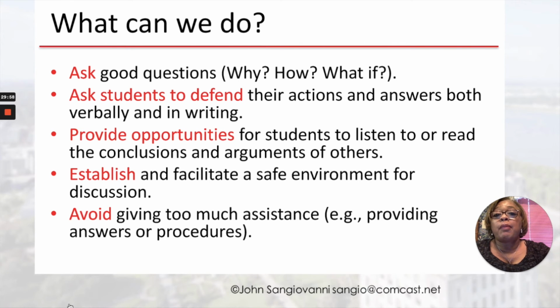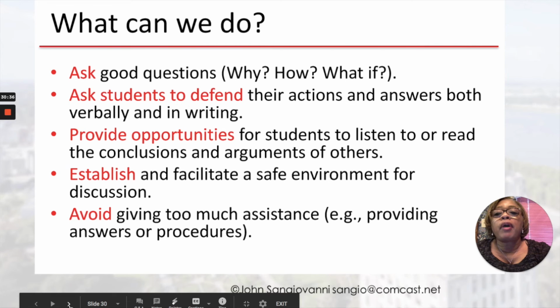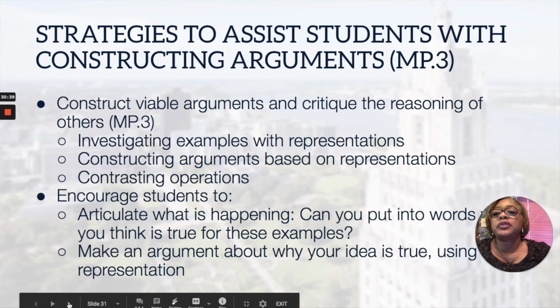Asking good questions. That means why, how, what if. Not questions that can be answered with a yes or no. Ask students to defend their actions and answers both verbally and in writing. Provide opportunities for students to listen to or read the conclusions and arguments of others. Establish and facilitate a safe environment for discussion. And avoid giving too much assistance, providing answers or procedures for students. Students are very, very smart. And when given the opportunities, they will surprise us every time with the things that they're able to do.